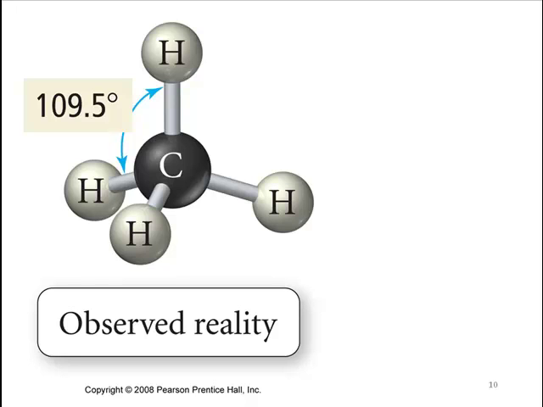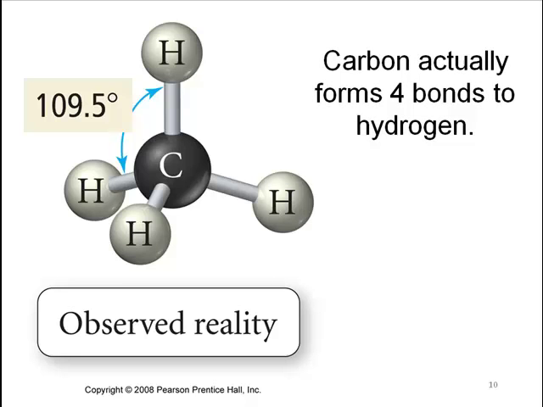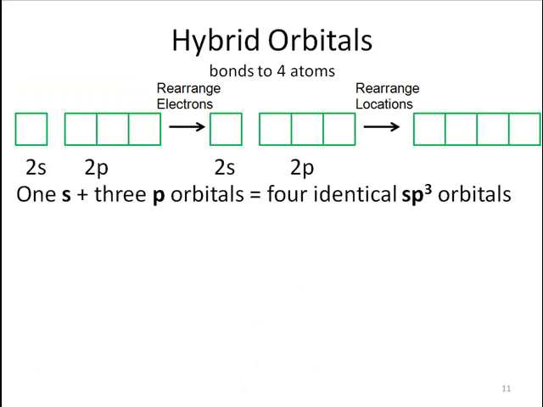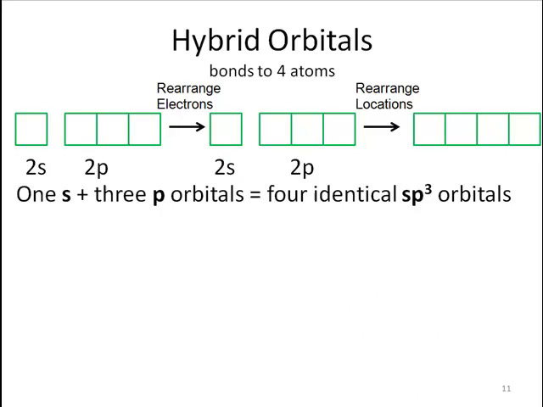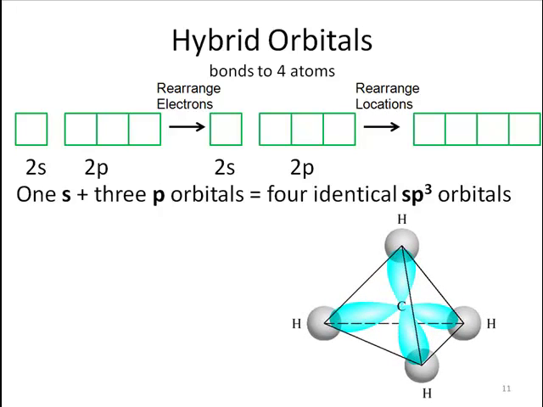This tetrahedral basic shape. So the question is, why does it form 4 bonds? How does it form 4 bonds? What is going on? How is it forming 4 bonds? We know its shape looks something like this.